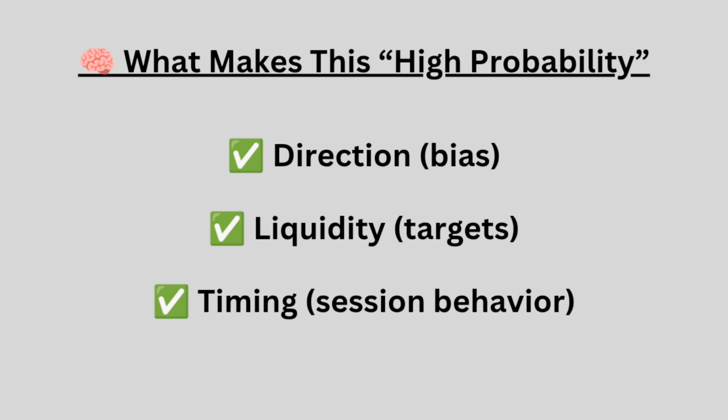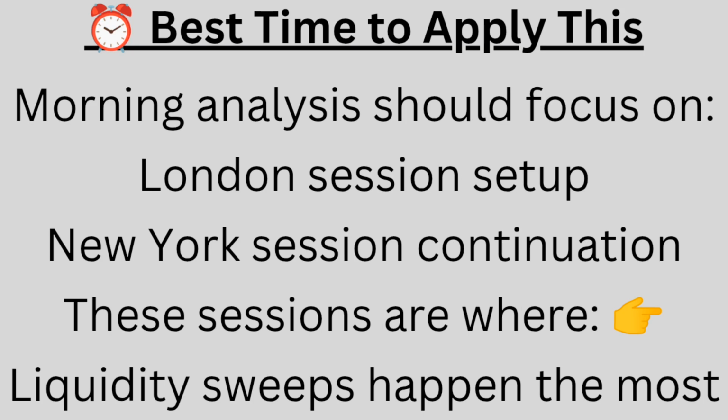Thirdly, timing, session behaviors. The two major sessions we have are the London session and the New York session, and everything is in correlation with this particular strategy. These three perspectives are all in correlation with this particular strategy, making it a high probability setup or a high probability strategy. You understand?